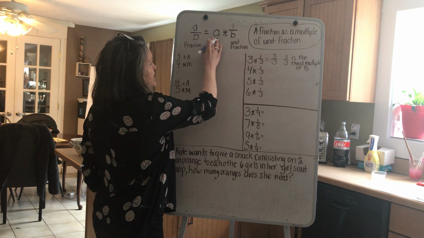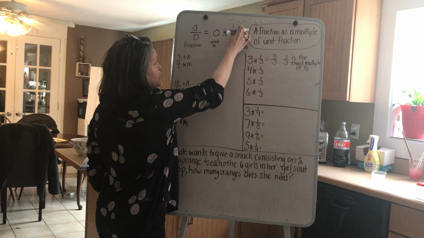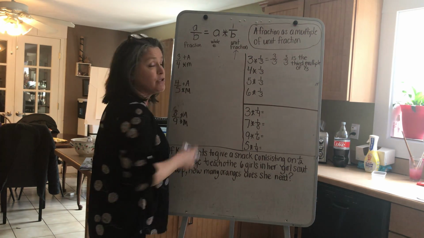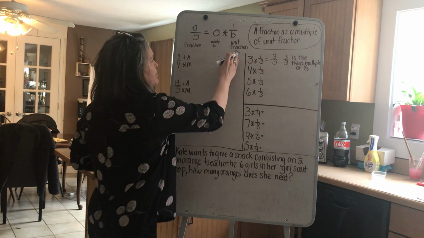But that's the same thing as saying that the whole number A can be multiplied by a unit fraction. And if you remember from the other day, we talked about unit fractions again. A unit fraction means you have to have 1 as the numerator. Okay?